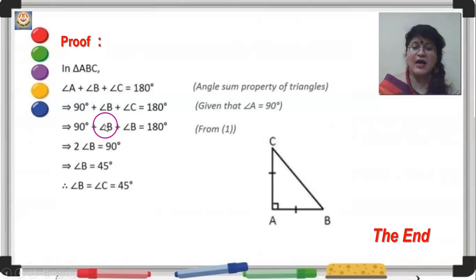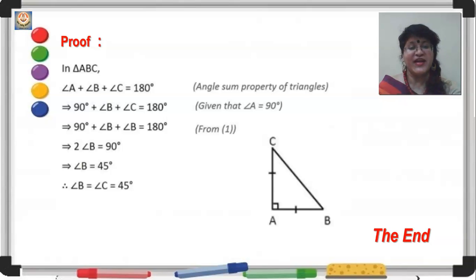Solve it. Angle B plus angle B is twice angle B. Twice angle B becomes 180 minus 90. So that is 90 degree. Twice angle B is 90 degree, so angle B is equal to 45 degree. And if this angle is 45, you know that this angle C will also be 45 degree. So students, in this triangle, angle A is 90, angle B is 45, and therefore angle C is also 45.